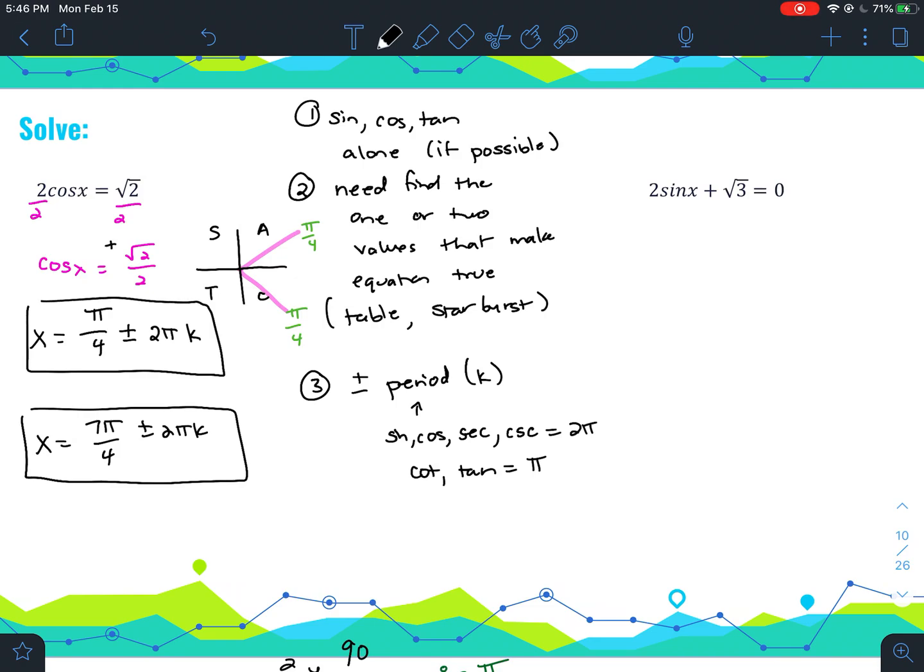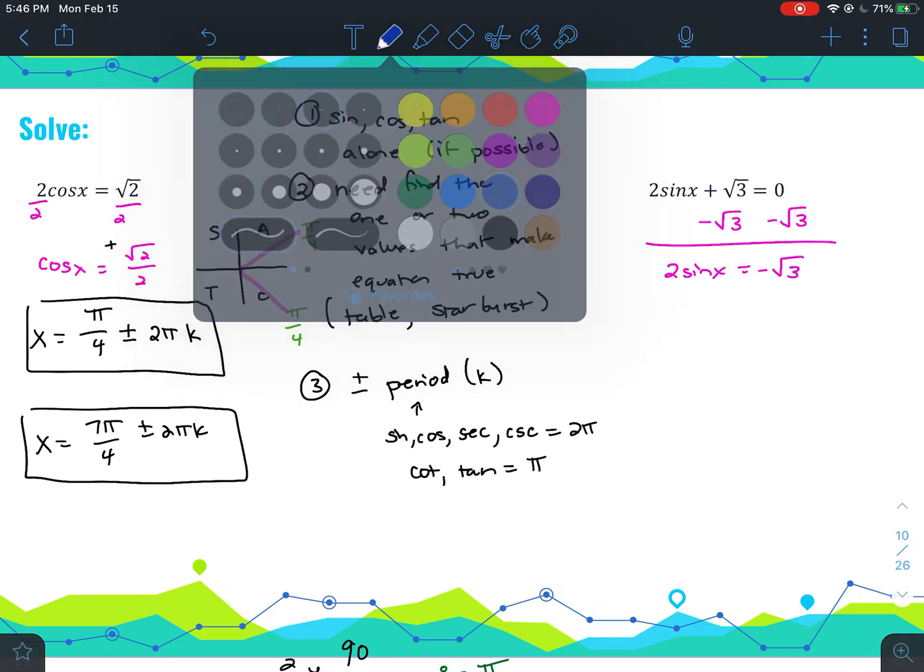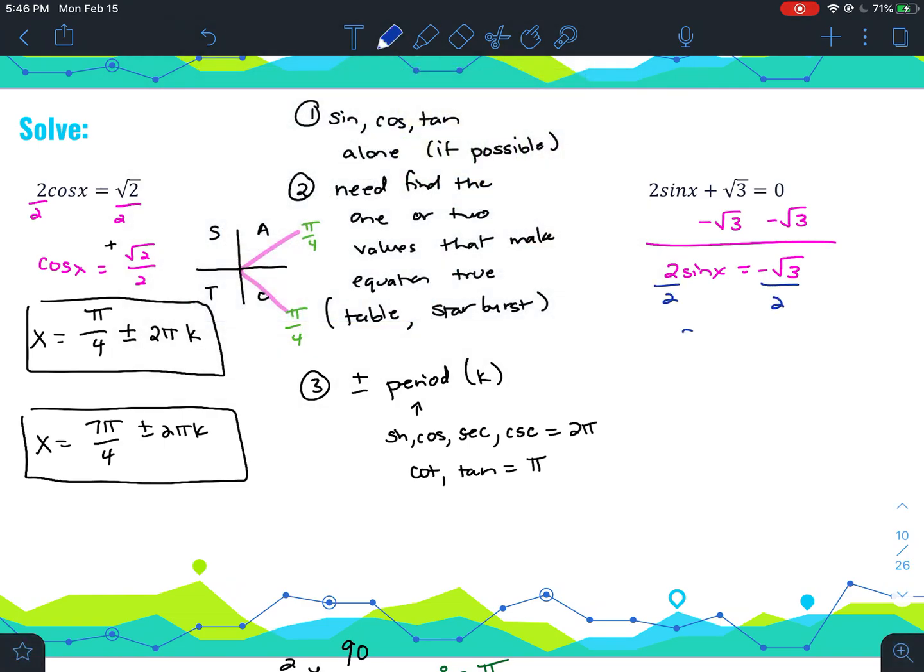All right, for our next one, we have 2 times sine x plus square root 3 equals 0. So we want to try and get that sine x by itself. So we're going to subtract the square root of 3. And then we have 2 sine x equals negative square root 3. And then divide both sides by 2. And so sine x is going to equal negative square root 3 over 2. So now sine is by itself.